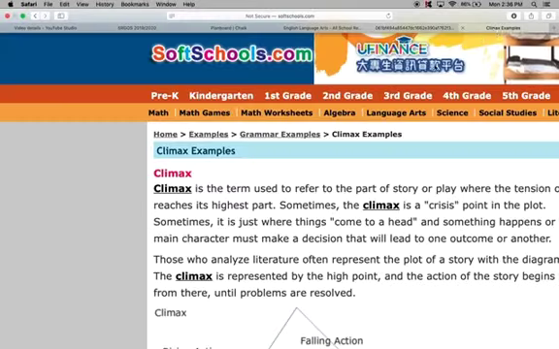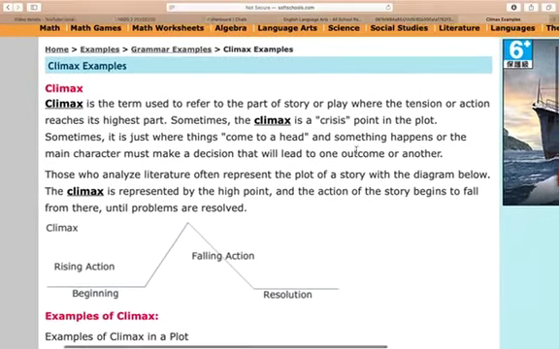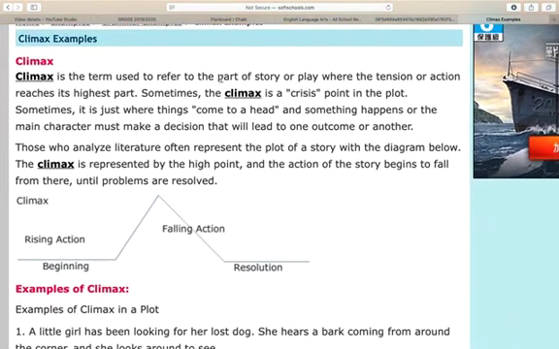So let's look over here. The climax is the term used to refer to the part of a story or play when the tension or action reaches its highest part. Sometimes the climax is the crisis point in the plot. Sometimes it's just where things come to a head, and something happens or the main character must make a decision that will lead to one outcome or another.